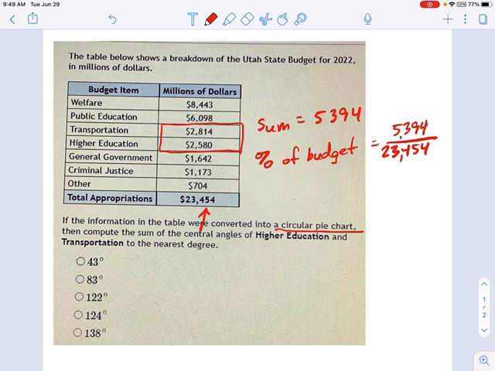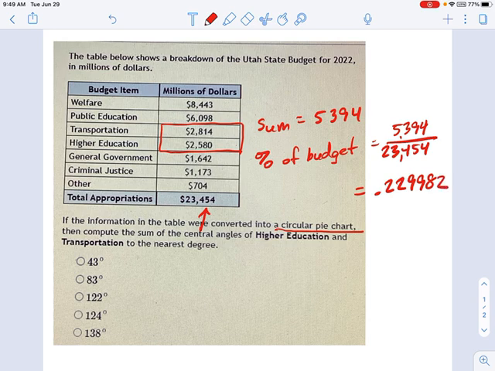5,394 divided by 23,454 equals 0.22998. I think that's plenty of decimals.